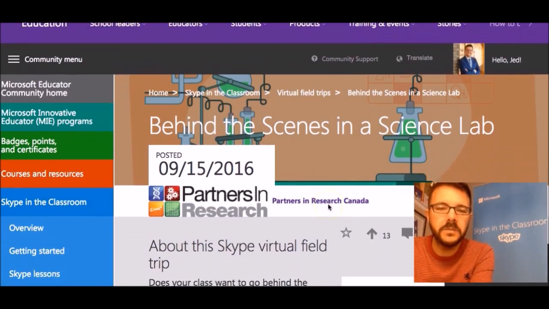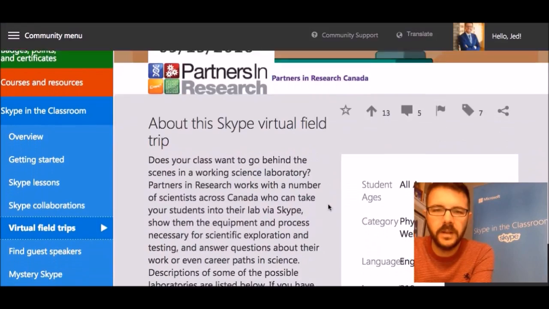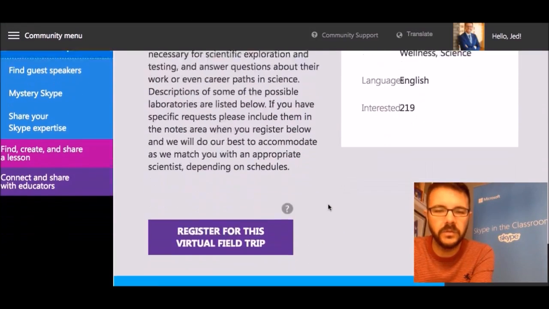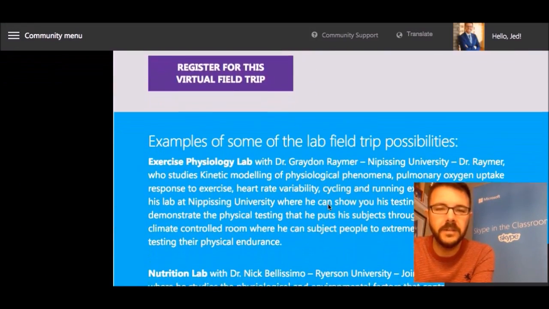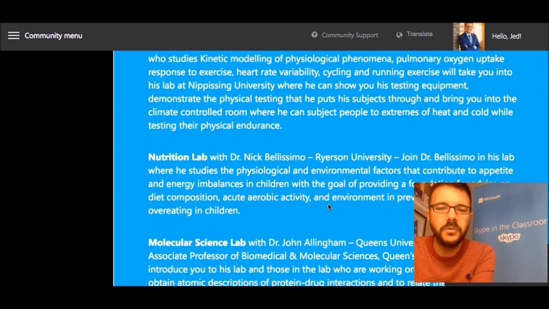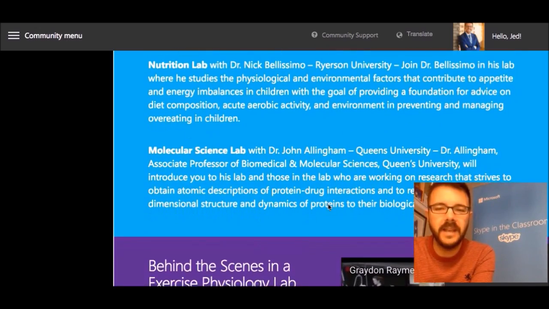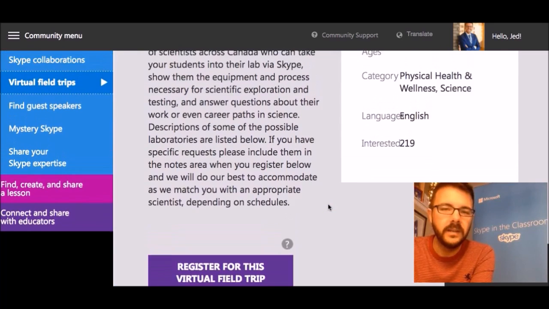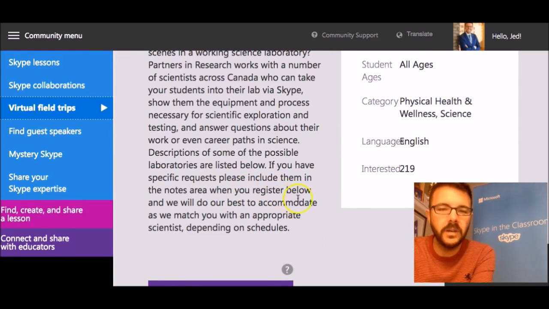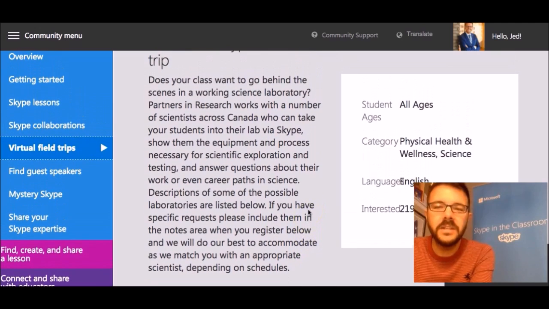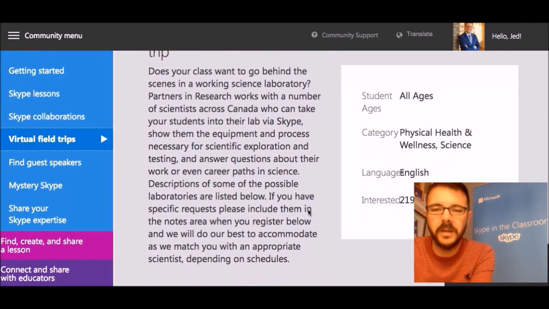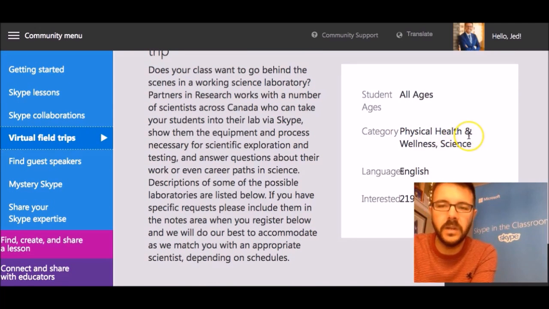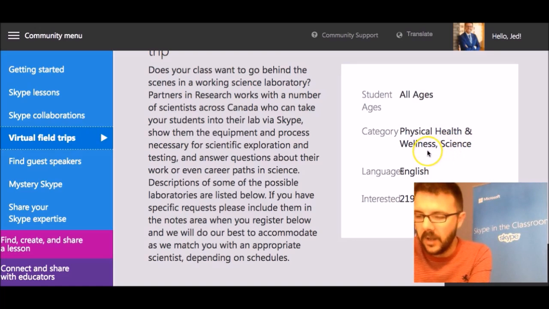Now, what I love about this one, it's not just one kind of virtual field trip or one kind of science lab. Here you've got a physiology lab, a nutrition lab, a molecular science lab. And it says there, if there's anything else that you might want to see, please include that in the notes area when you register. So this trip is really trying to accommodate. Now, see over here, it says the category is physical health and wellness and science.